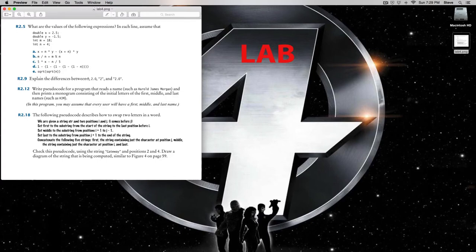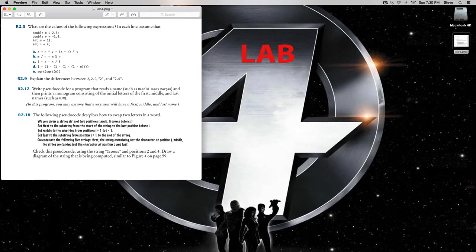2.9, to explain the difference between these four entities. Part number 3, write pseudocode for a prime that reads a name and prints a monogram consisting of the initial letters of the first, middle, and last name. And then you should assume that every user will input 3 words for their name. Then actually writing a program that does that, it would be quite good.